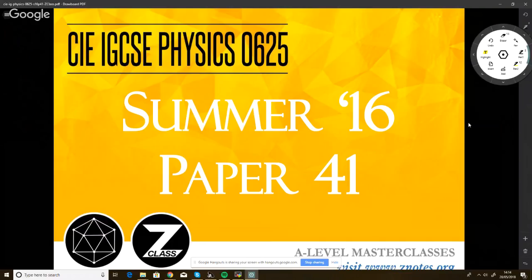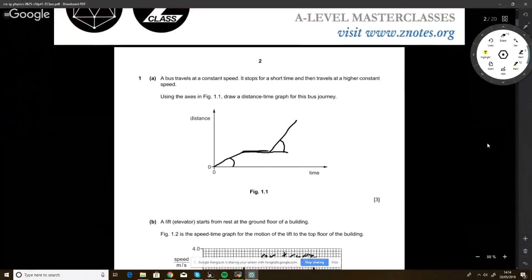IGCSE Physics paper for summer 2016, and this is paper 41. Let's jump straight in. All right, a bus travels at a constant speed. It stops for a short time and then travels at a higher constant speed. Using the axes, basically, we just need to draw the distance time journey for the bus.